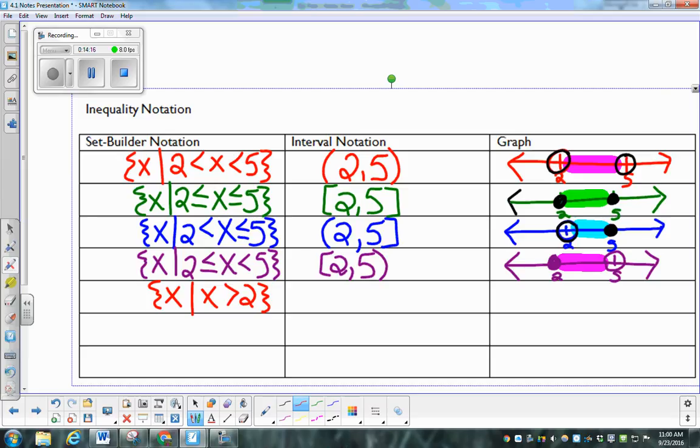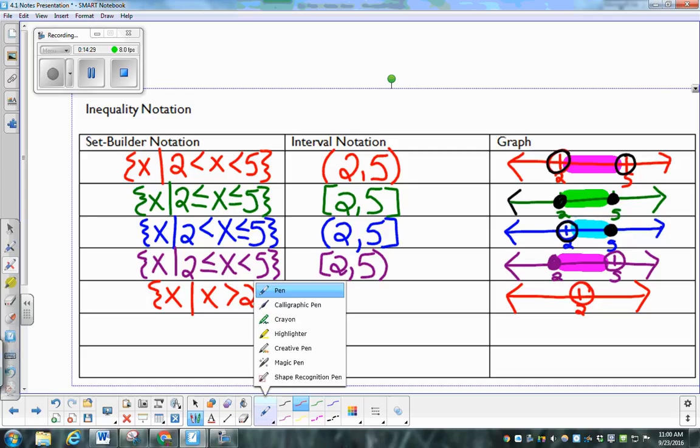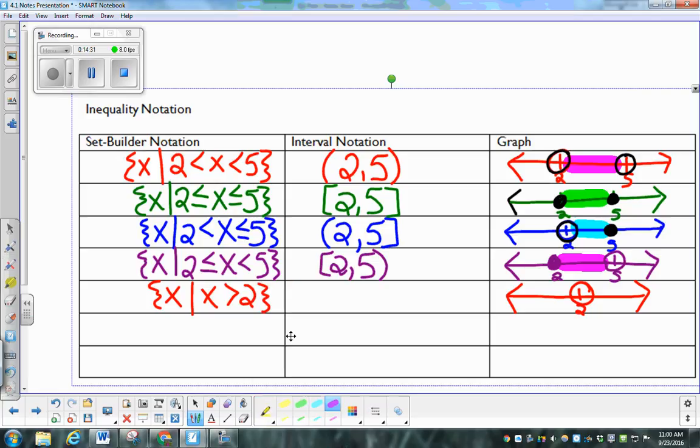I'm actually going to skip to the graph of this really quickly. So if x is greater than 2, we know how to graph that. You're going to have an open circle on the 2 because it cannot equal 2. And then we're going to shade everything greater than 2, including the arrow. Now that arrow is really important. That means that x goes up, up, up, up, up, up, up, all the way past 2 forever and ever and ever, never stops, any number greater than 2.